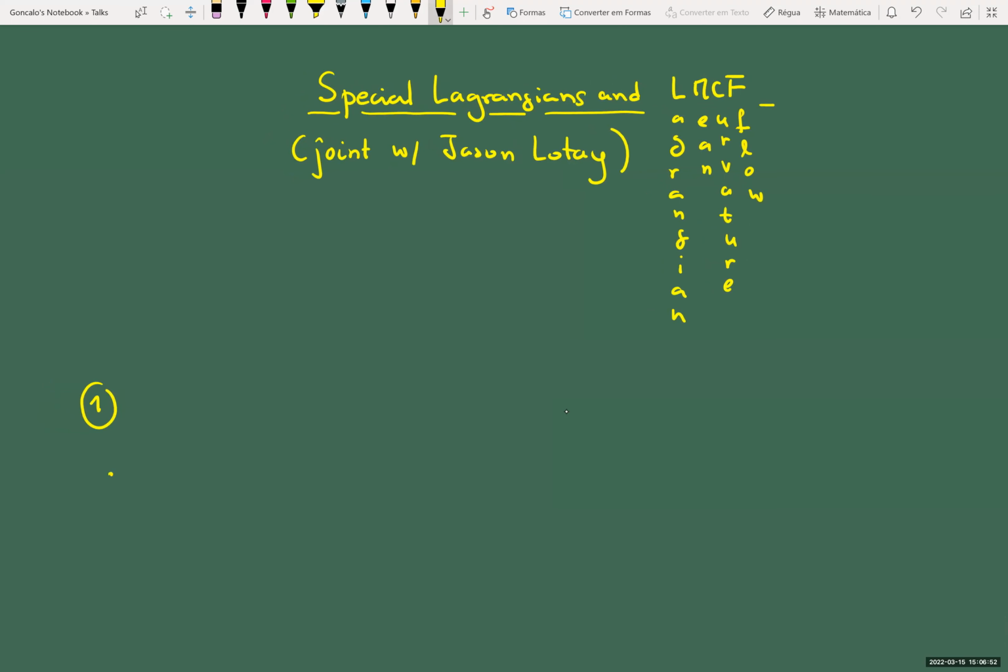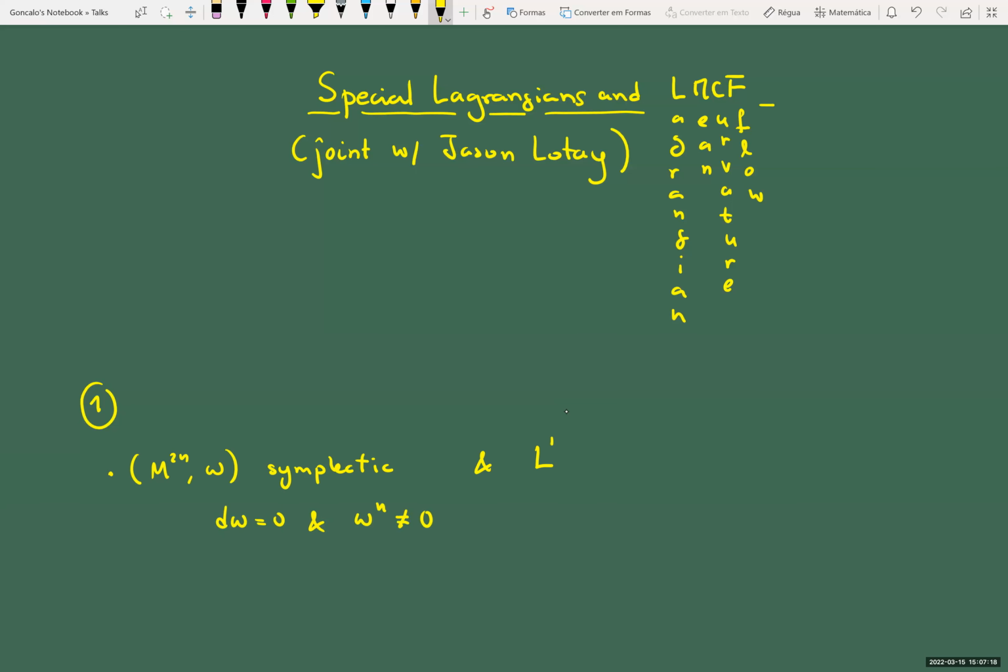So let us start with the symplectic manifold. That's a 2n-dimensional smooth manifold equipped with a non-degenerate closed two-form. So omega is a two-form that is closed and non-degenerate, meaning that its top exterior power never vanishes. So it is in particular a volume form.